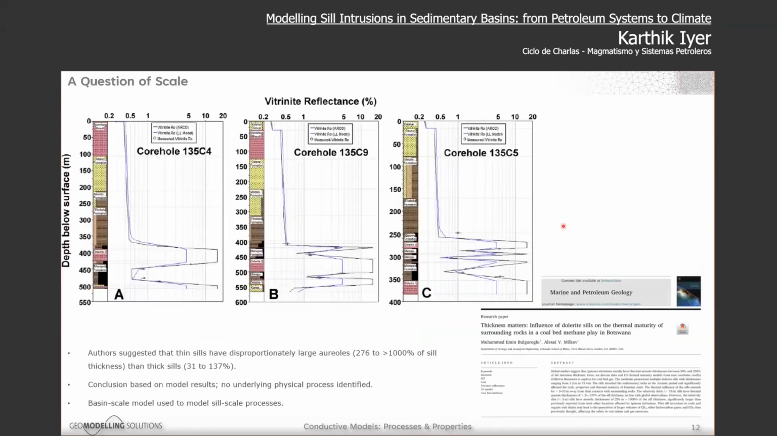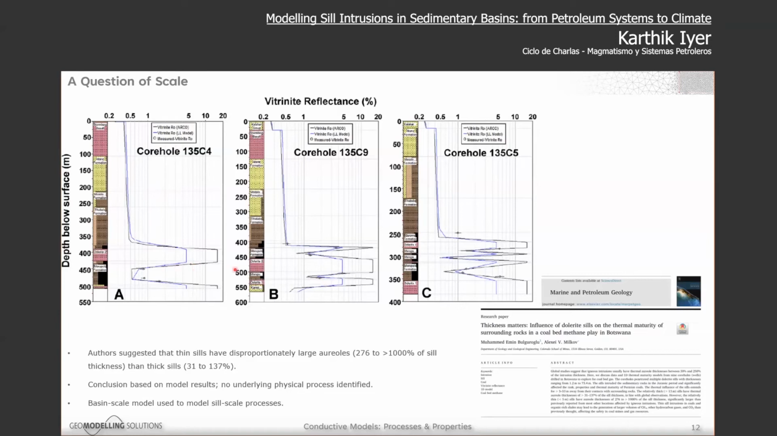That was sort of illustrated in this paper by Bulguroglu and Milkov, I think it's 2020, where they looked at 1D models where thin and thick sills were emplaced. And they had a few vitrinite reflectance data. I apologize for the quality of the figure, but they're not mine. And they tried to model these sills. But what they did is they used a modeling tool that is generally used for basin models, not sill models.